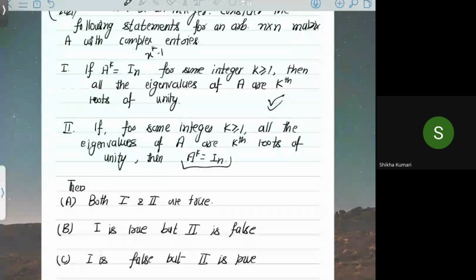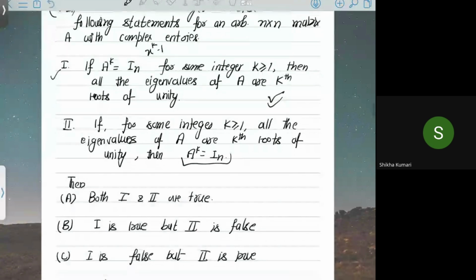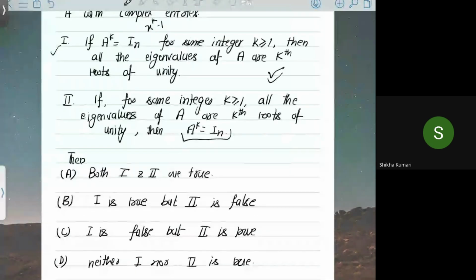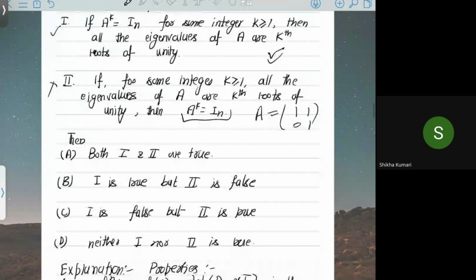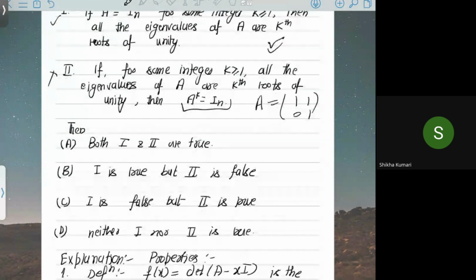Yes, ma'am. So all the eigenvalues should be kth roots of unity. Because of this, statement one is correct. And as one suggested, the counterexample A equals 1, 1, 0, 1 for statement two is wrong. Okay. So which one is correct? First is true, but second is false. This is the correct option.